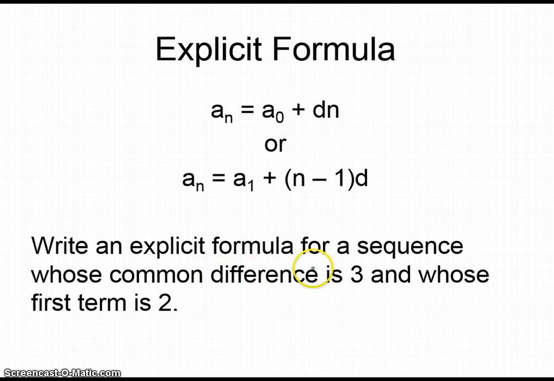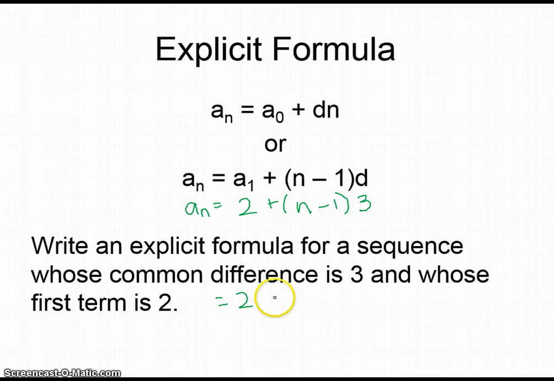So write an explicit formula for a sequence whose common difference is 3 and whose first term is 2. So I plug those in, leave everything else the same. That right there could be my explicit formula. Looking straight at that, I can see that my common difference is 3 and my first term is going to be 2.